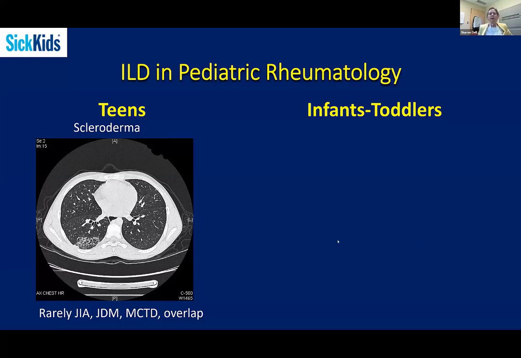Okay, so the fibrosing ILDs in pediatric rheumatology, in the teenagers, it tends to be most commonly, not exclusively, but 9 out of 10 cases you're going to see, or that's my estimate. That's not a published estimate. It's my estimate from my head. Most cases that you're going to see are going to be associated with scleroderma, rarely with JIA, with juvenile dermatomyositis, mixed connective tissue disease, or overlap syndromes.